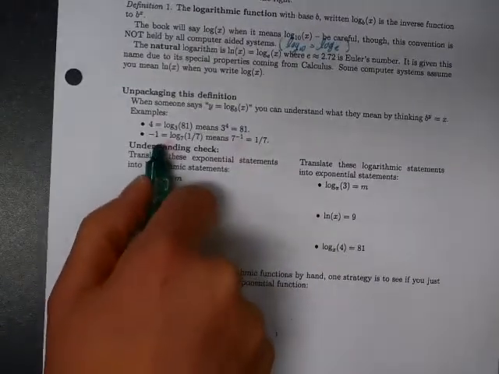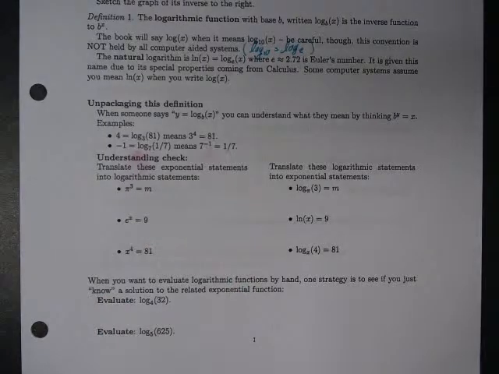When someone says -1 is equal to the log base 7 of 1/7, what they're saying is 7 to the power of -1 is equal to 1/7. And again, is that true? Yes. So it must be that -1 is indeed the log base 7 of 1/7. These things make sense? Happy so far?